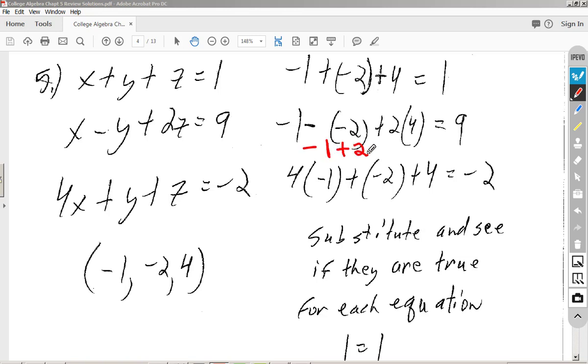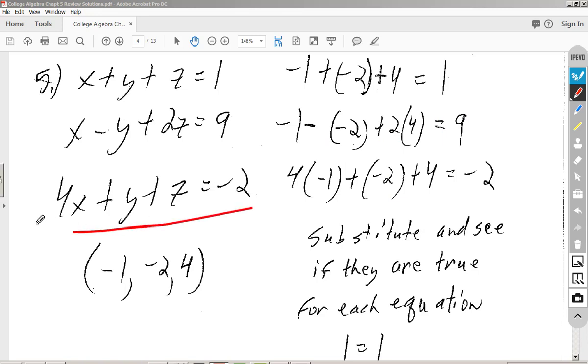And then I've got 2 times 4, which is going to be 8. Now negative 1 plus 2 is going to be positive 1. And then plus 8, and that's going to give me 9, which equals my 9. So in the second equation, that produces a true statement, so it's a solution to the second equation.